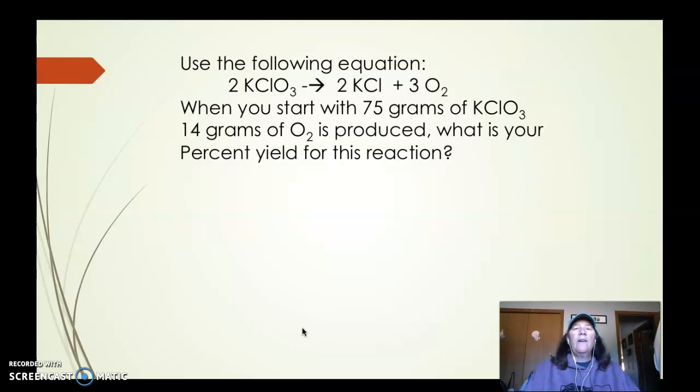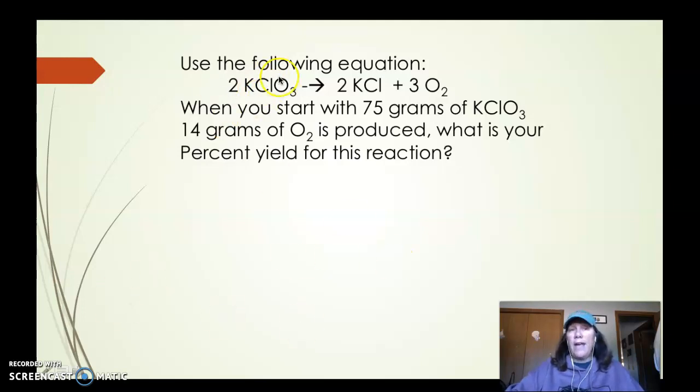We're starting with 75 grams of potassium chlorate, and when we're all done, we do a reaction. We actually decompose this. We find out we have 14 grams of oxygen. Well, did we do a very good job? So percent yield is checking to see if you did a very good job.